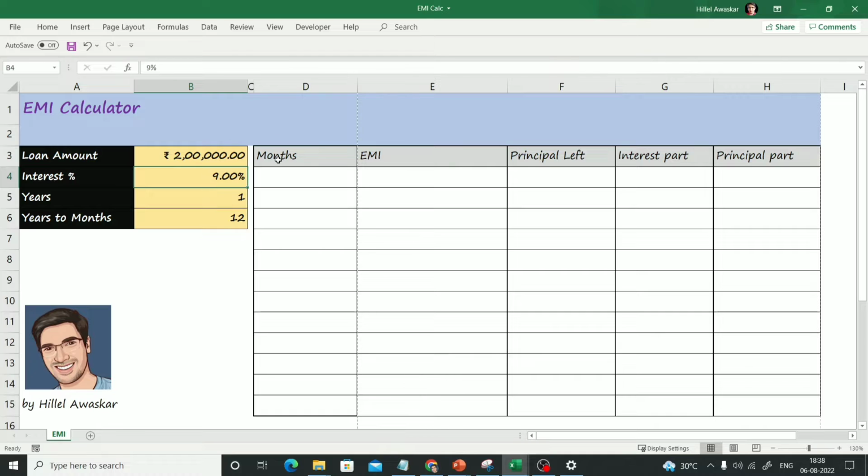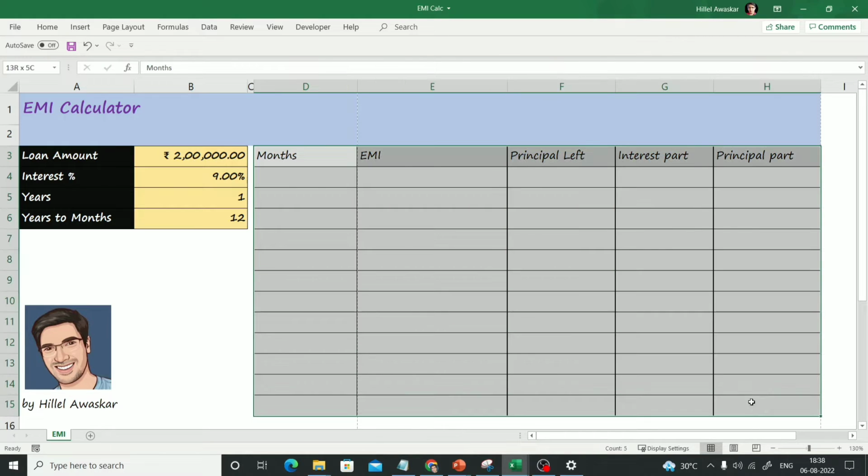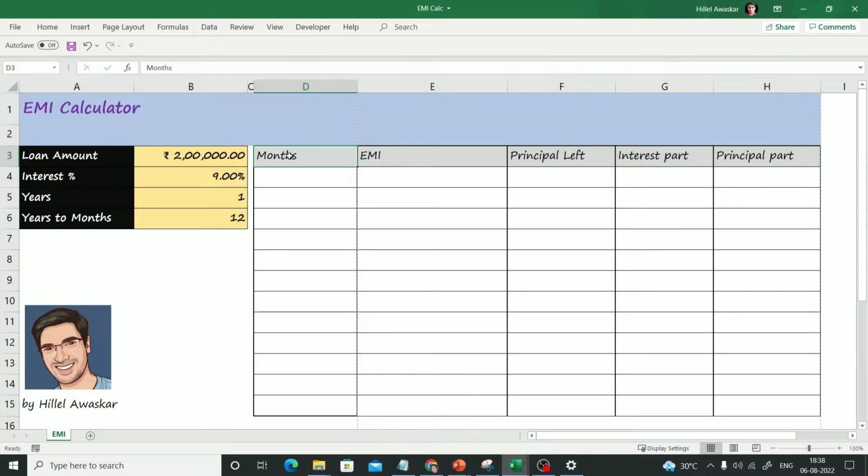So for simplicity, I have built up a table here and I have months. The number of months would be 12, so I'll start from 0, 1 and go up till 11. This will be your EMI column. This would be your principal that would be left every month, and we'll also try to determine the interest part and the principal part. So in your first month, your principal would be 2 lakh rupees.